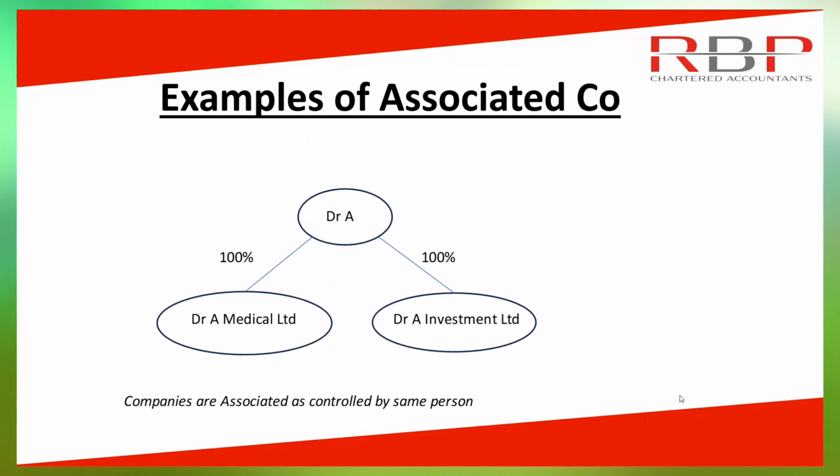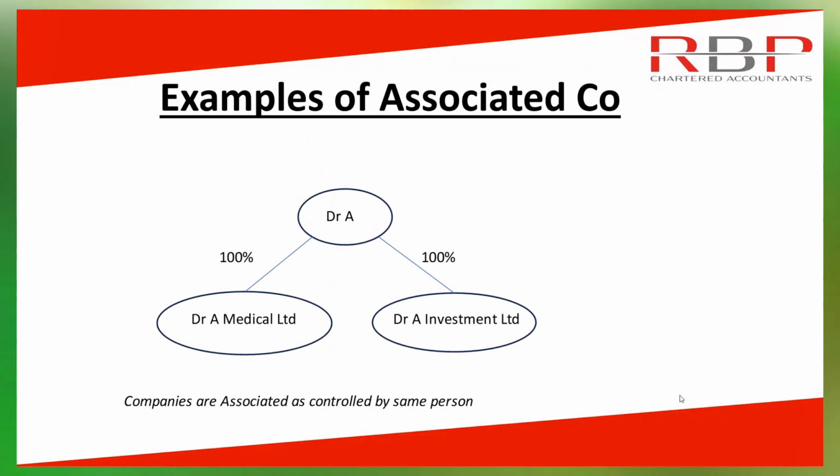This other example I've got is Dr. A, who has 100% of the share capital in A Medical Limited and 100% share capital in A Investment Limited. So Dr. A, being the person, controls both those companies, so they are associated. So those thresholds will be divided by 2.